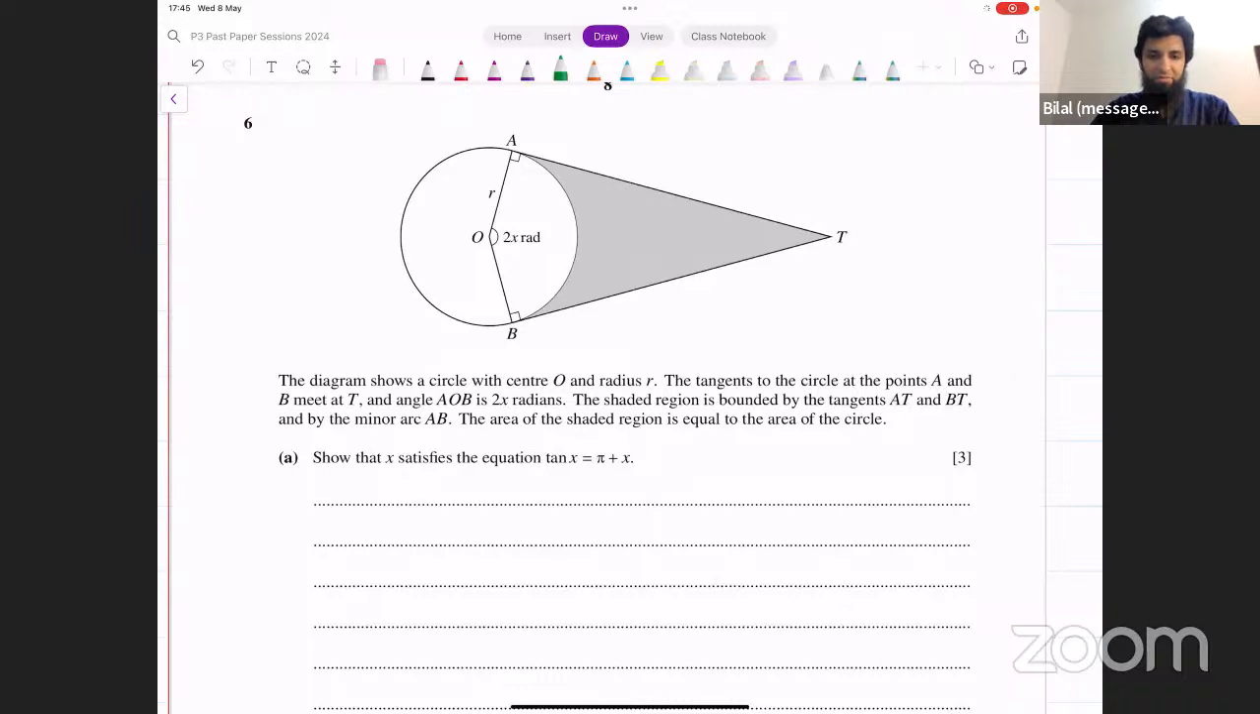What does this become? So you have to show that x satisfies this equation. Let's have a look at the diagram that we're given. It says the diagram shows a circle with center O and radius 1.